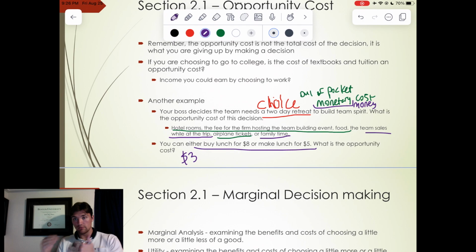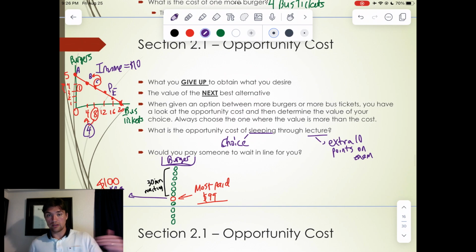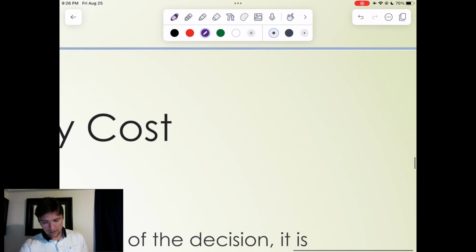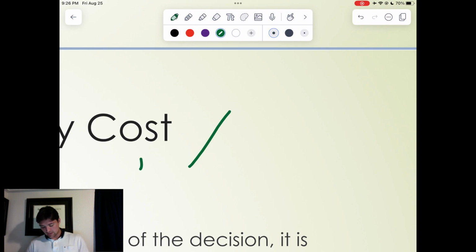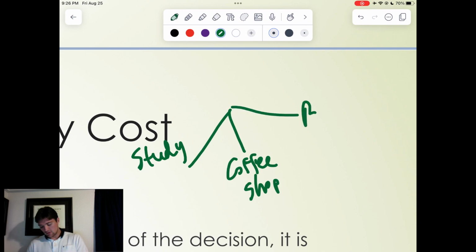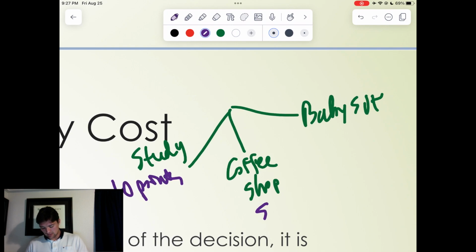We are going to be doing a little bit more into this, but as long as you understand, basically it is what you are giving up by making a decision. That's the main thing. For instance, if you had three choices. Let's say you could study for an exam. You could go work at a coffee shop, or you could babysit. If you study for the exam, you still get 10 points. If you go to the coffee shop, you earn $10 an hour. And if you babysit, you get 15.